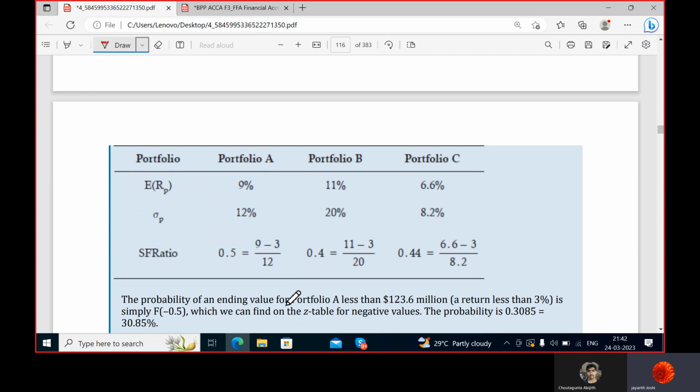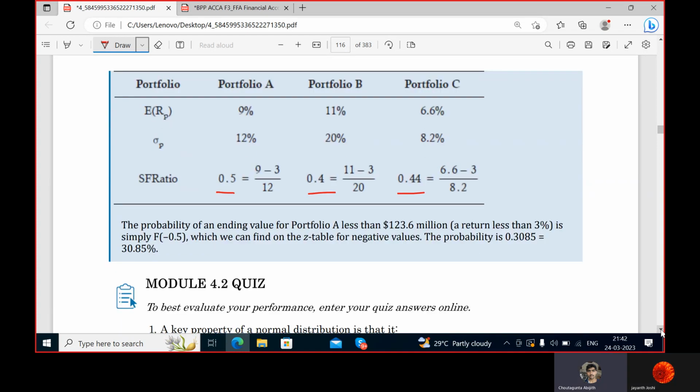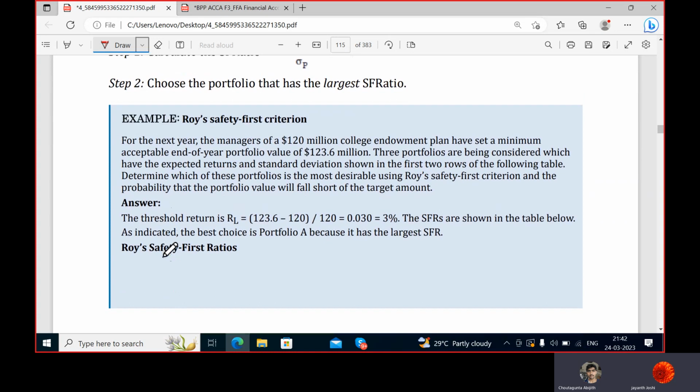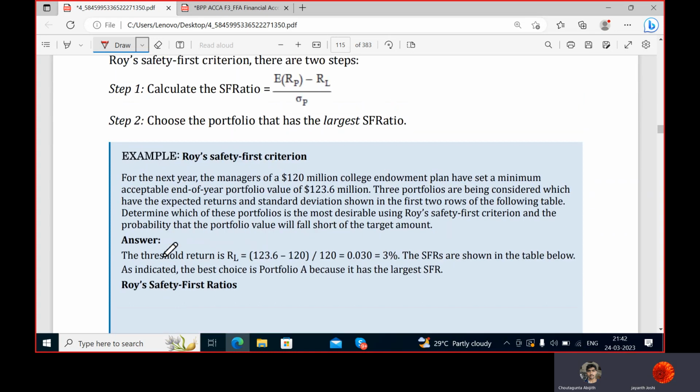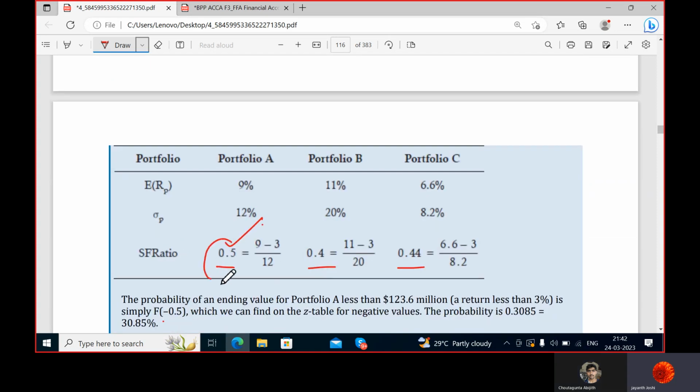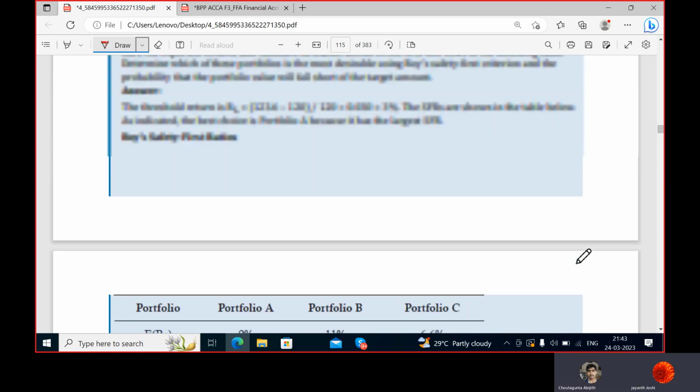Here also we have this, and this. So we can see this is the highest number which will have the lowest probability. So the probability of an ending value of A less than this is simply this, which means we can find Z to the probability, this 30.85. Okay, we'll see. Abhijit, you do this question. Safety first criteria. So we will see the largest SFR ratio. Largest SFR ratio you're getting for this one only, na Abhijit? Portfolio A. Yes. So we'll see. You go to this. This is the last question.